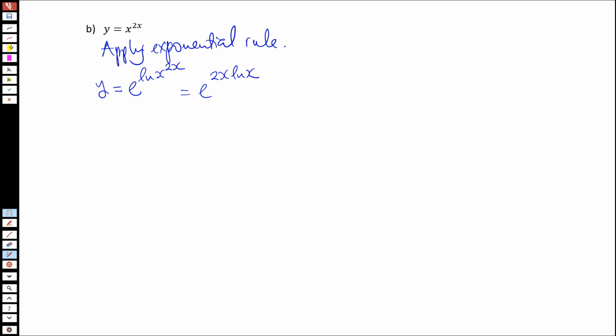And now, once you write it in that form, you can use the chain rule to differentiate the resulting function. So dy over dx will be equal to the derivative of the power of the inside function, which happens to be 2x ln x, multiplied by e to power u, which is just e to power 2x ln x.